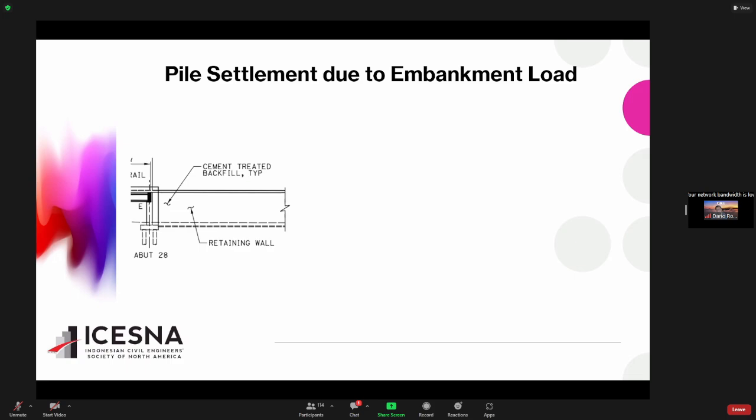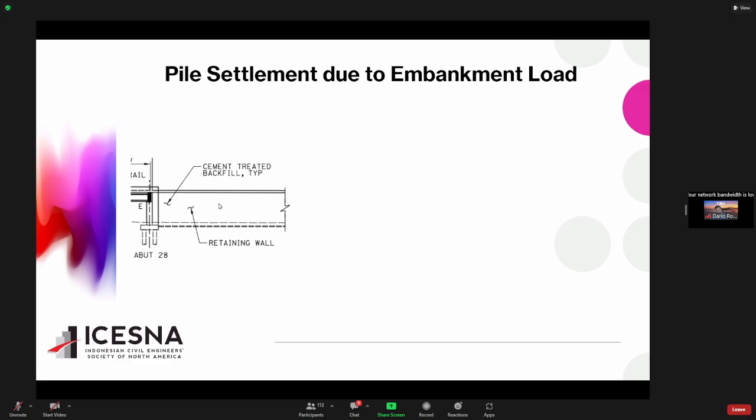But sometimes that takes a long time, because the settlement of the embankment could take days or even months or even years. You can use a wick drain to speed up the settlement, but that will cost you money, so typically the contractor doesn't like to do this. What they want is to build the wall and the pile first, and when they finish that, then they build the embankment. Obviously that is faster, you don't need to wait for settlement.